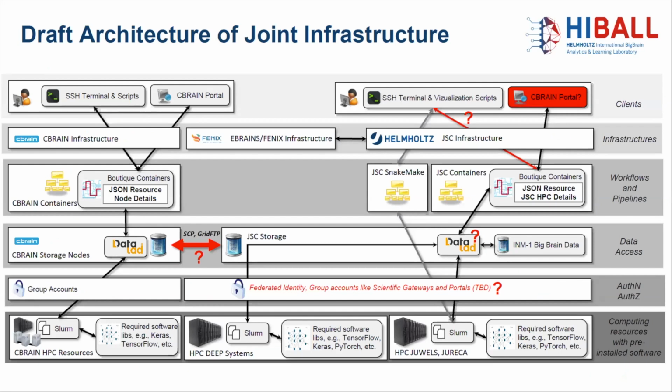So the current draft architecture for the joint infrastructure is visible in this chart. At the bottom, we can see the computing resources with the pre-installed software from both parties.